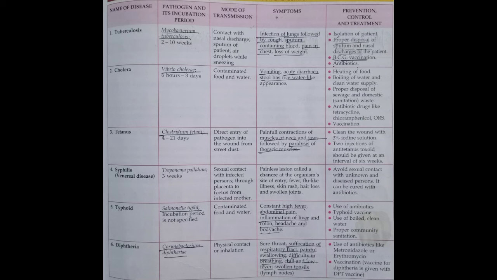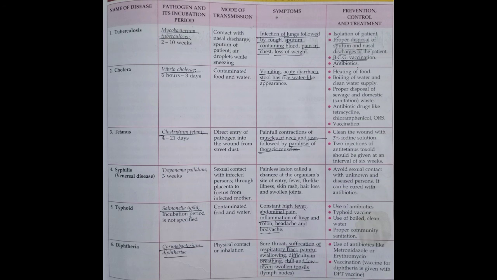Now our next disease is typhoid. It is caused by the pathogen Salmonella typhi. It is caused by contaminated food and water, same as cholera. And symptoms are constant high fever, abdominal pain, inflammation of liver and colon, headache and body ache, right? These are the symptoms. If we talk about the preventive measures, we should use antibiotics if the person is infected. Typhoid vaccination is also available. We should use boiled and clean water in every type of disease, and we should eat light food during the treatment period, right? And proper sanitation is a must in each and every disease.